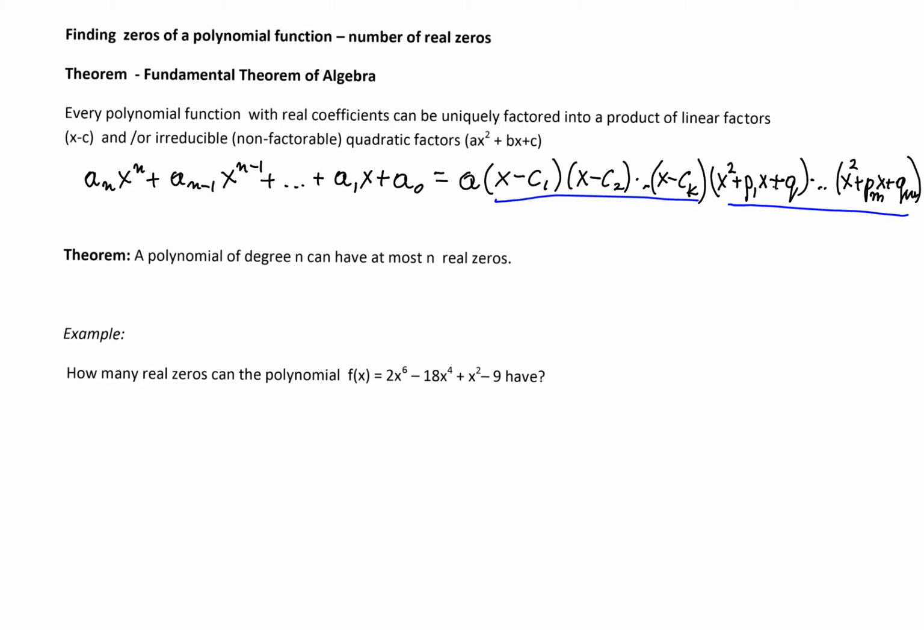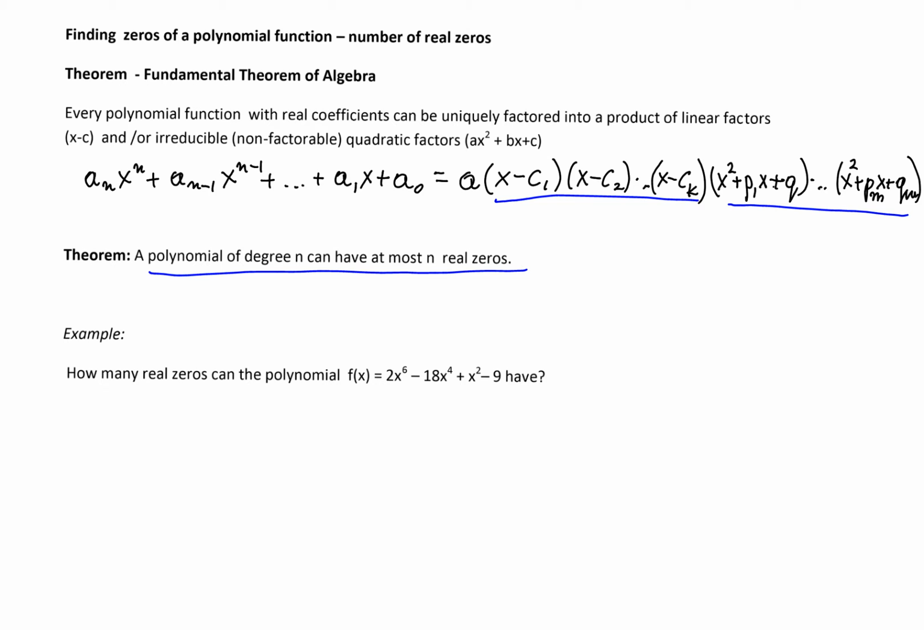Now, the theorem says that such factorization exists, but it doesn't say how to find that factorization. And our objective here is to be able to write such factorization for some polynomials. This theorem tells us also that a polynomial of degree n can have at most n real zeros.